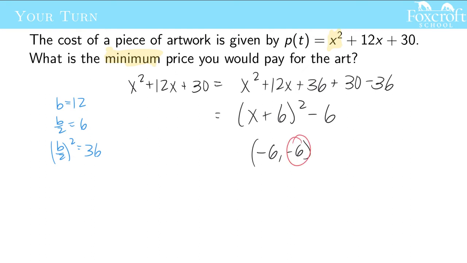The minimum price you have to pay is them paying you $6, which doesn't make sense for the problem. I probably should have changed that equation a bit. All right, but still, when you're finding a minimum, it just means you're finding the vertex.